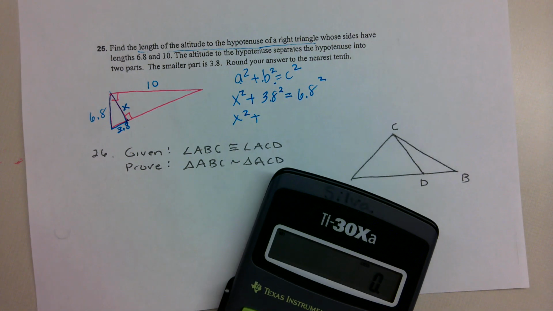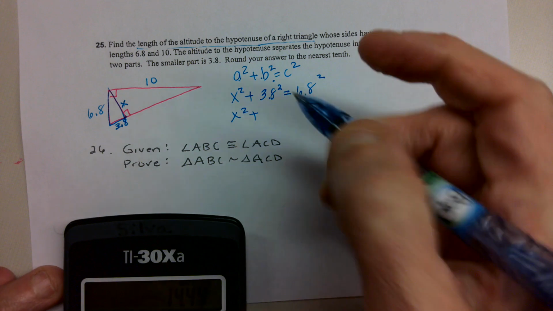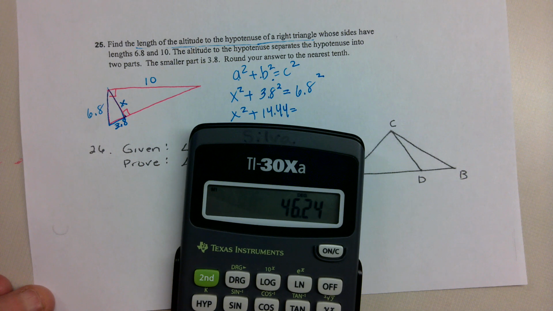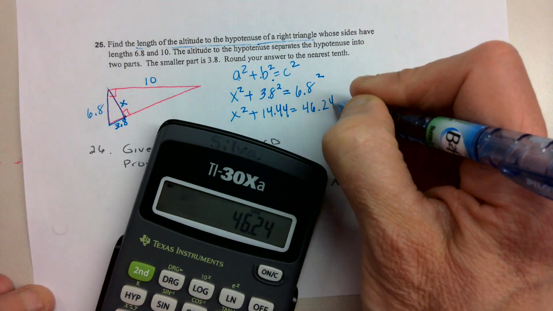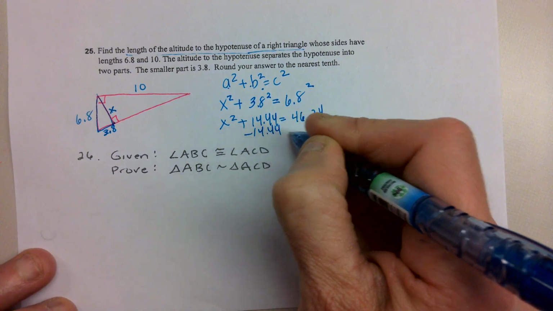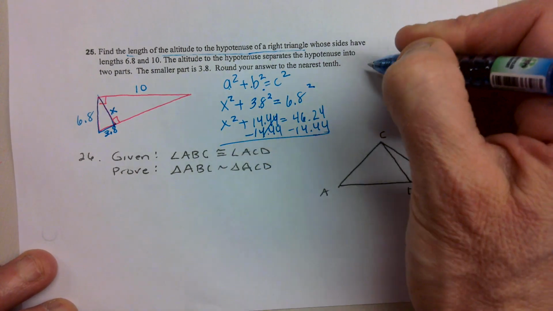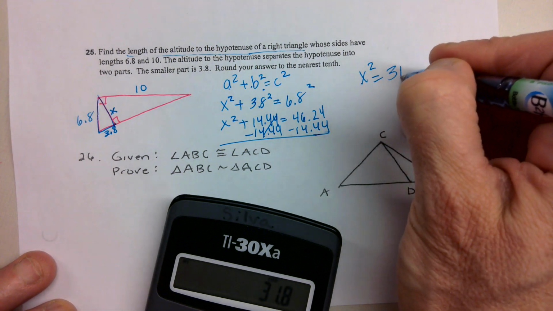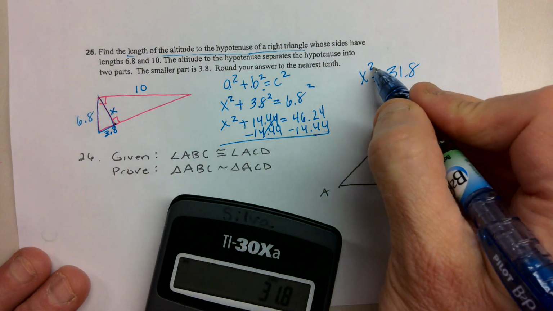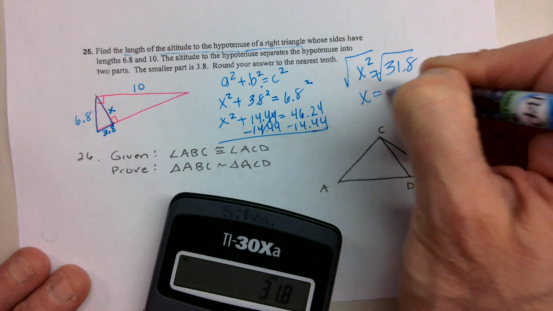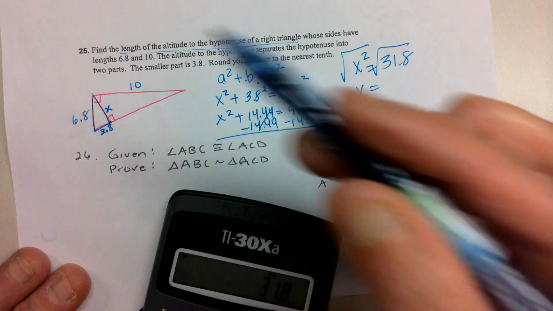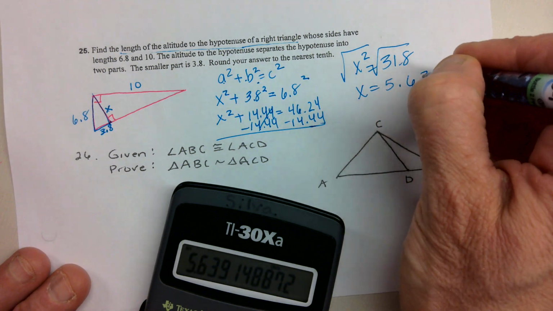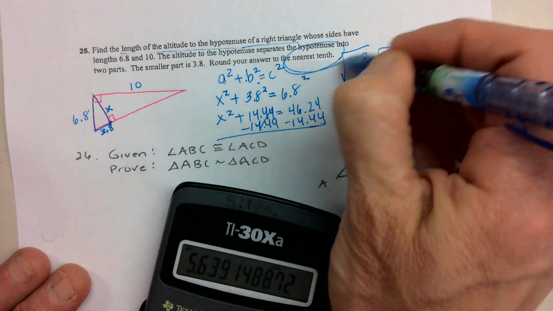3.8 squared, let's see what it is, 14.44. 6.8 squared is 46.24. Minus 14.44, minus 14.44, x squared equals 31.8. I need to then get rid of the square, so I square root. It's usually plus or minus, but since I'm talking about a length, I'm just going with a plus. I'm going to push the square root of that, and it comes out to 5.639. But it does say round to the nearest tenth.